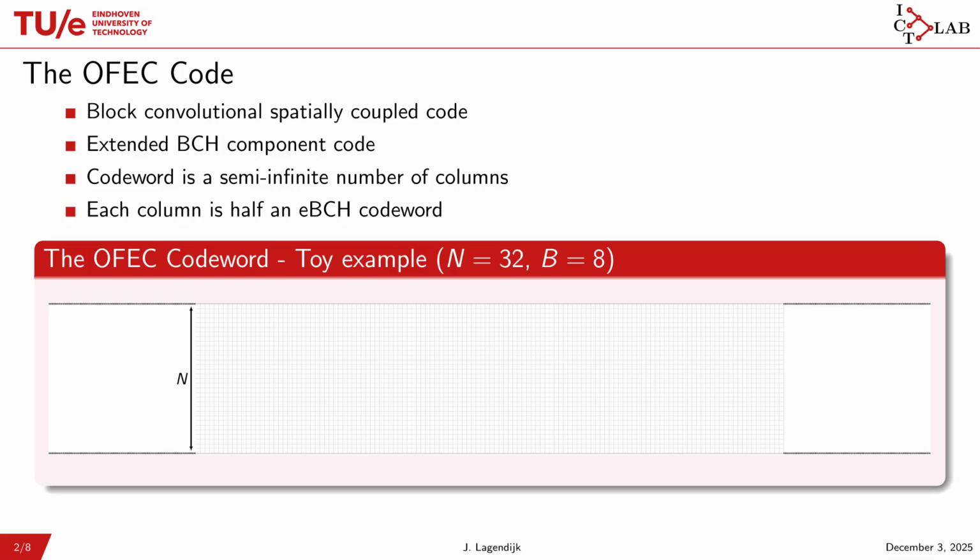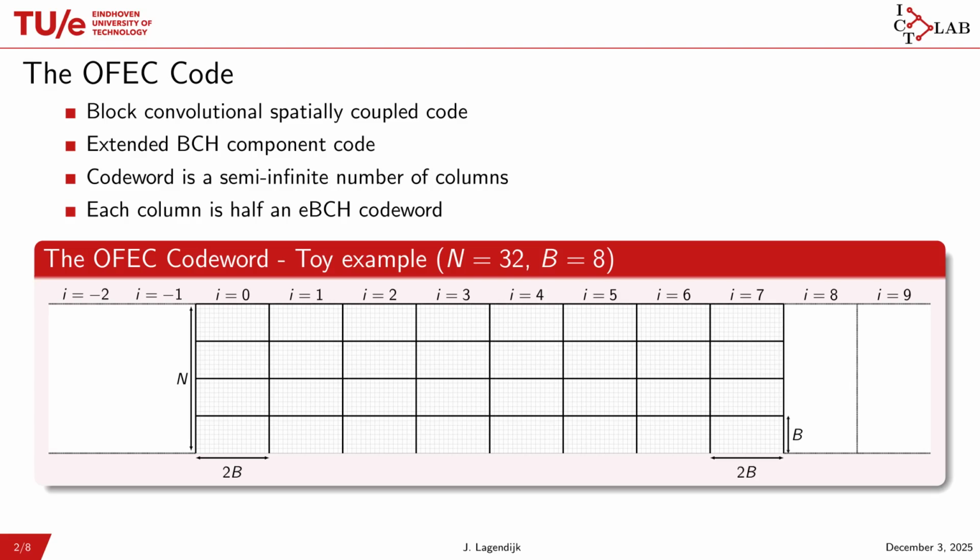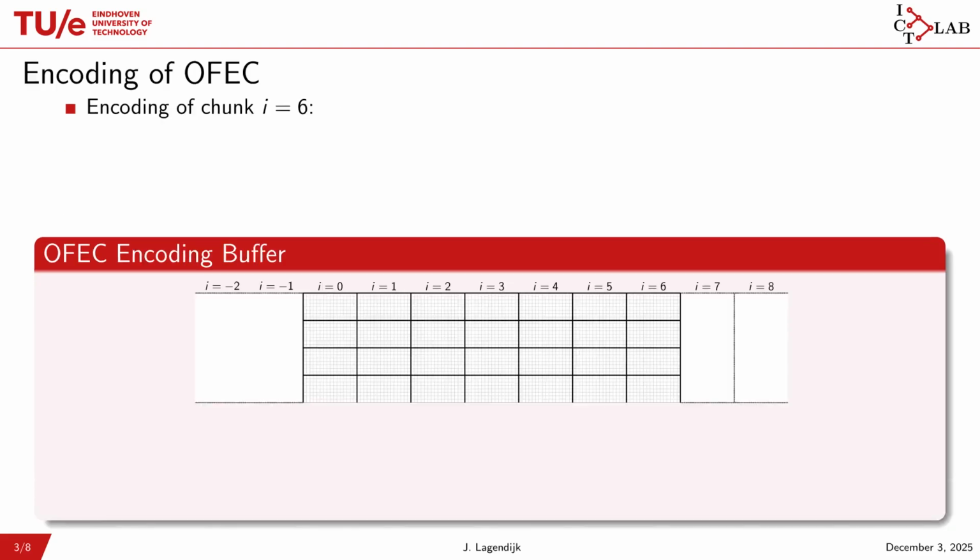These columns are then grouped into groups of 2B bits, giving chunks where each of 2B are half code words, and each of these chunks is divided into blocks of 2B by B bits. So you now have half code words, but for the extended BCH code decoder to actually be able to do something, you need full code words. This is obtained through an encoding procedure.